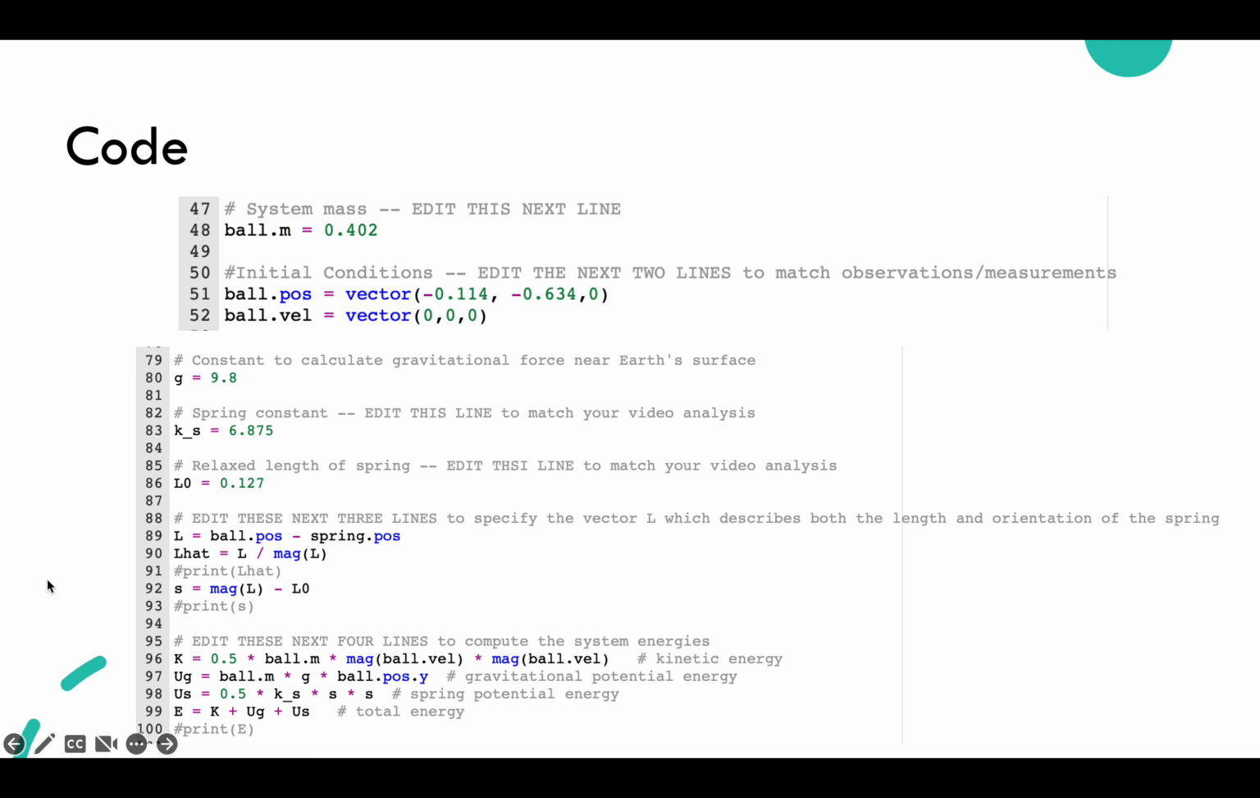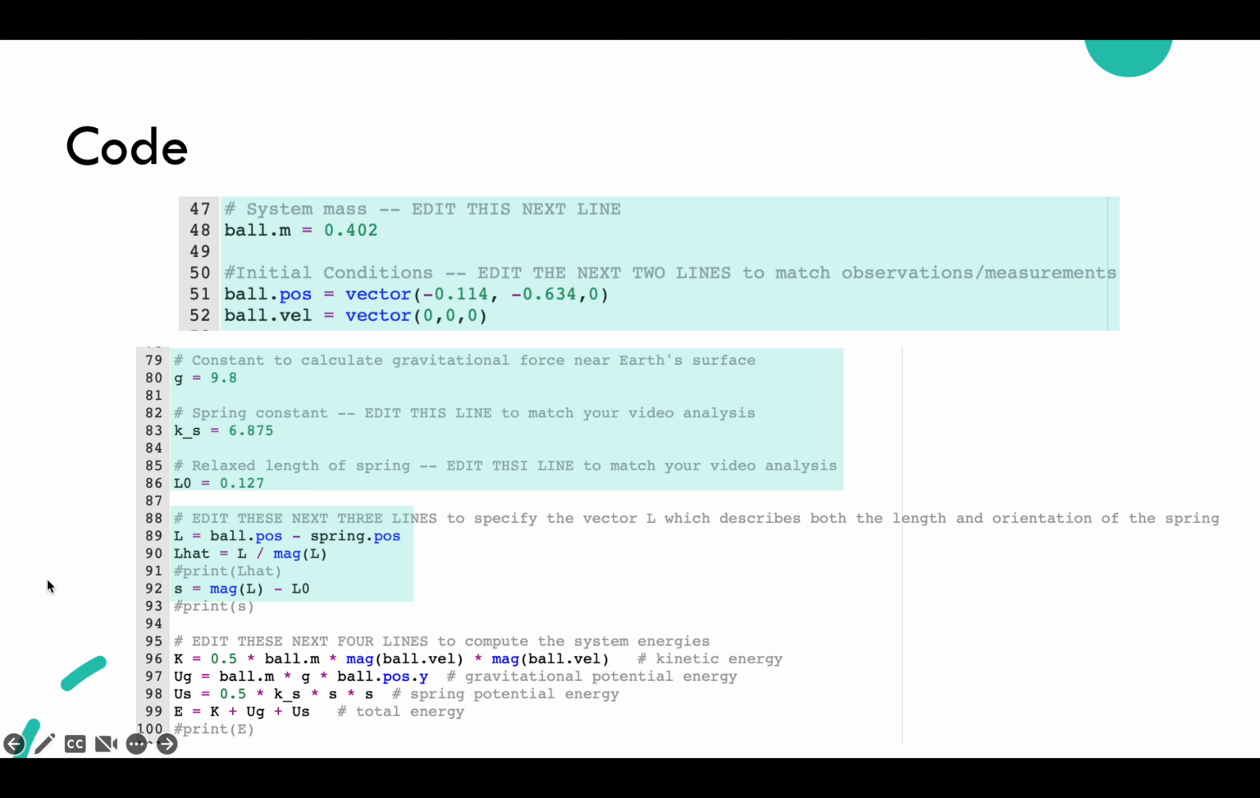So to walk through the code, first I started by updating the mass of the ball and then the original position of the ball and the velocity of the ball based on what my data and Tracker provided. And then I imported the constant for gravity, the spring constant, and the relaxed length of the spring. And then I put that L is equal to the position of the ball minus the position of the spring, meaning the length of the spring.